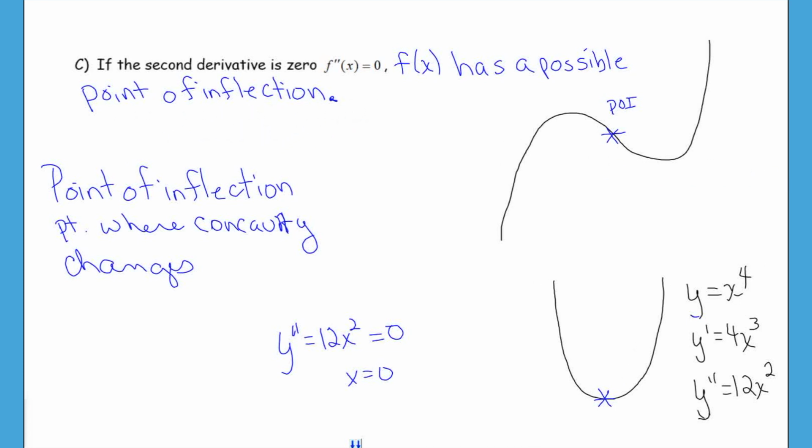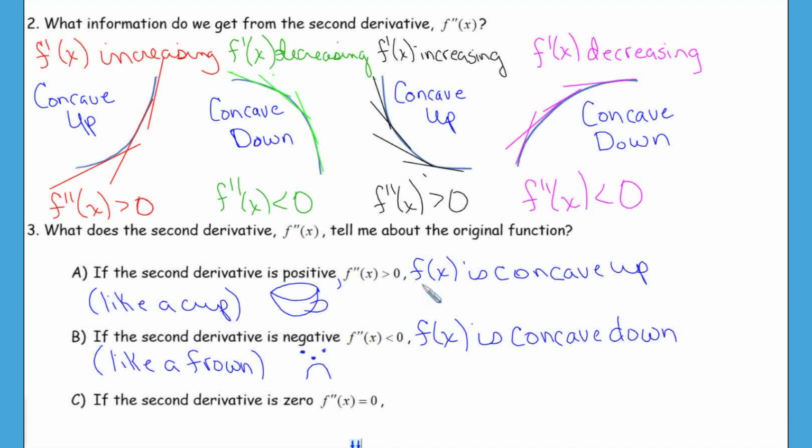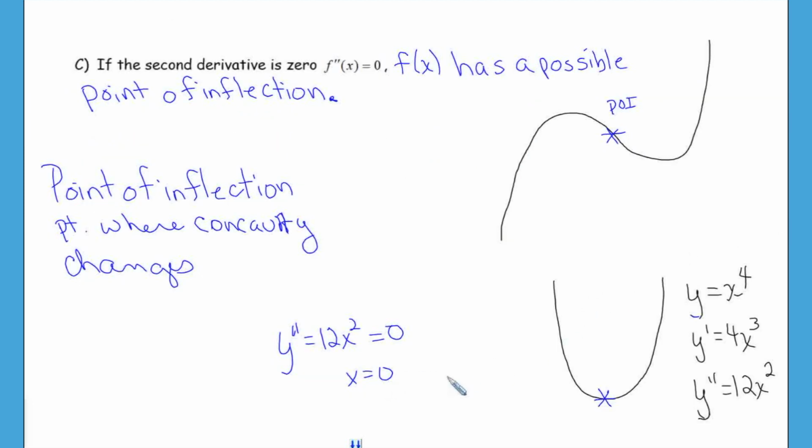Because think about it, if you are negative and then you switch to positive, wouldn't your concavity change, right? So if you're less than 0 and greater than 0, then that 0 point is where you would change. But just because you have a 0 point, like in this case here, doesn't necessarily mean that you do have a point of inflection. So you have to check for that change in sign for the second derivative.